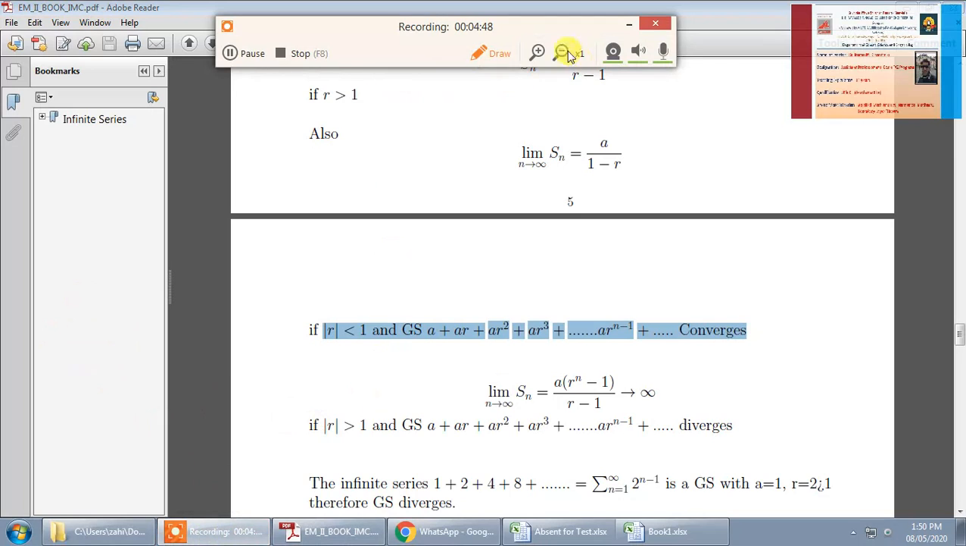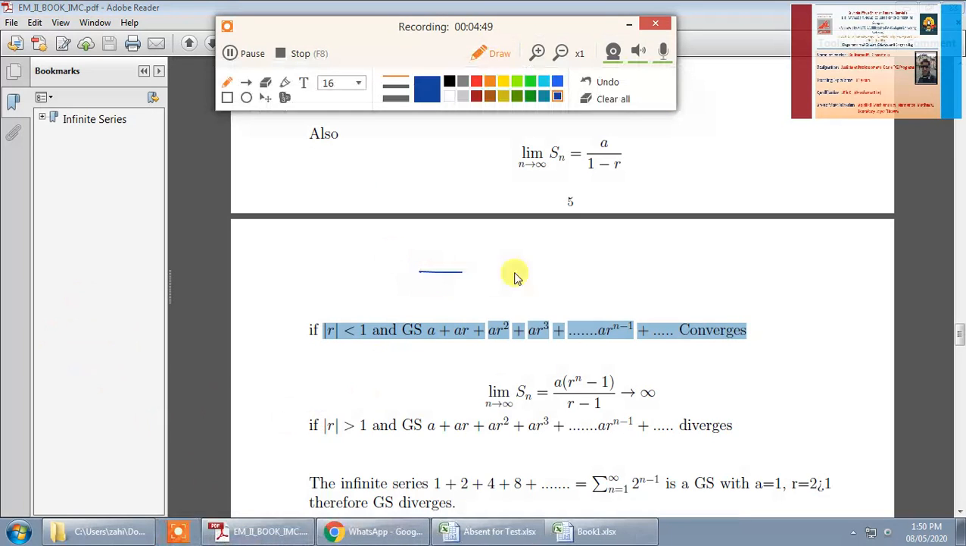Okay, so first of all, suppose that this is the r axis, so we have here r equal to 0, r is equal to 1, and r is equal to minus 1. This is what mod r less than 1. Okay, and this part, which part?